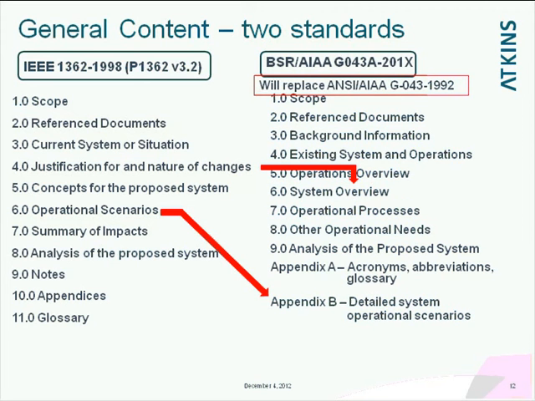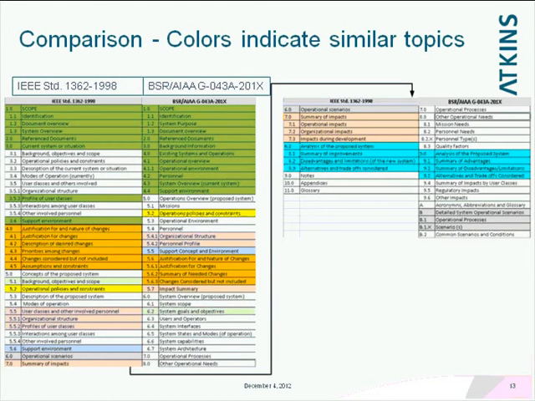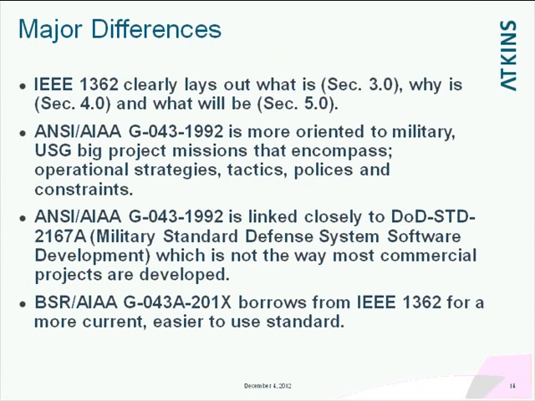However, being a systems engineer, I could not help but do a detailed color-coded eye chart to highlight the common parts of the two standards. I don't expect anybody really to read it, but the one on the left and the one right next to it, those are the two different standards, and the colors show the similar sections. So what major differences? 1362 lays out why and what will be in those different sections.